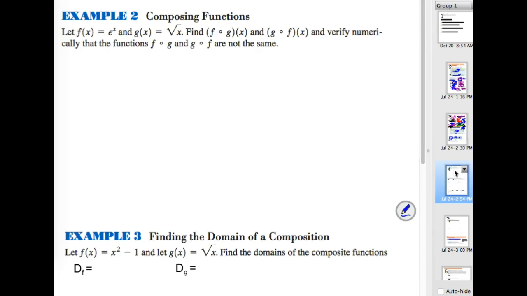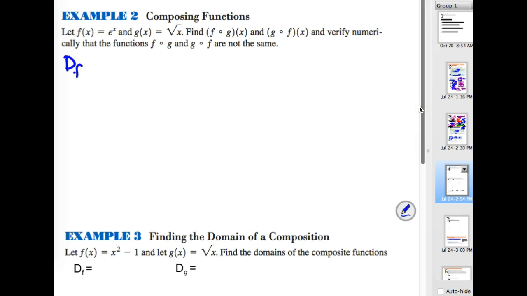So our second example here, it says let f of x equal e to the x and g of x equal the square root of x. We want to find f of g and g of f and verify numerically that those two compositions are not the same. So let's first start out looking at domains.